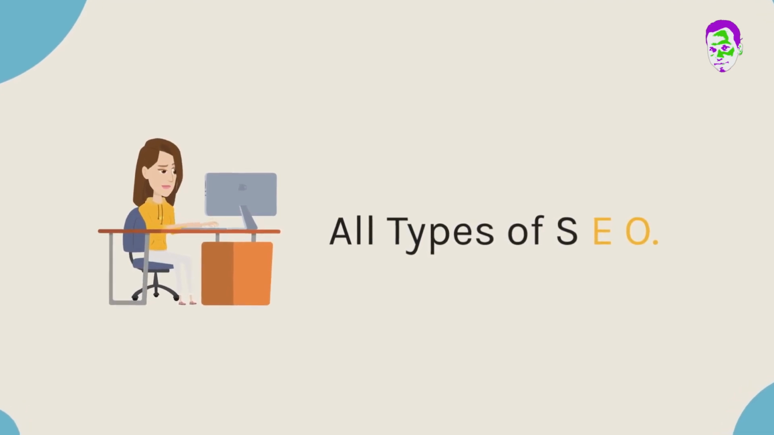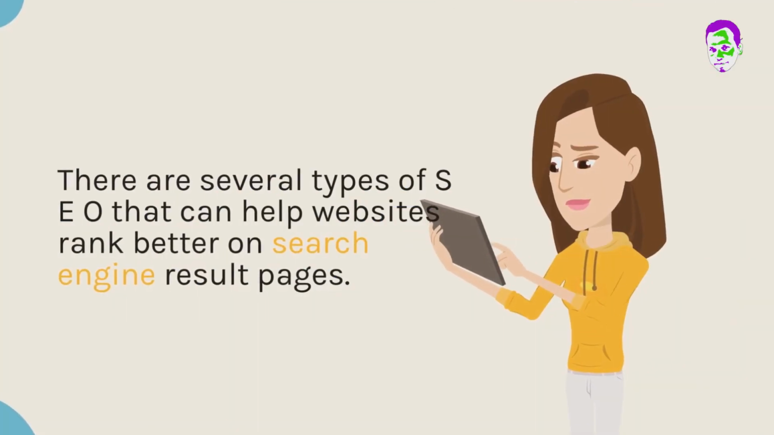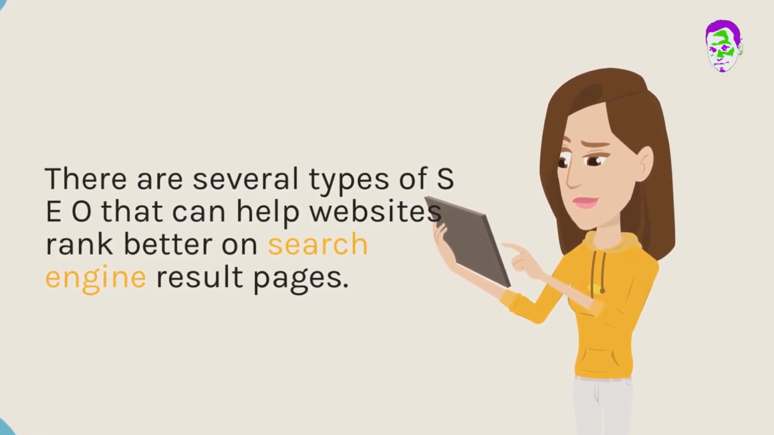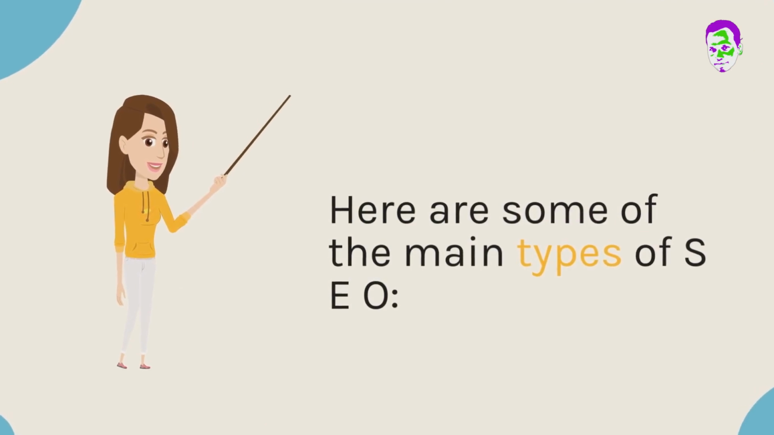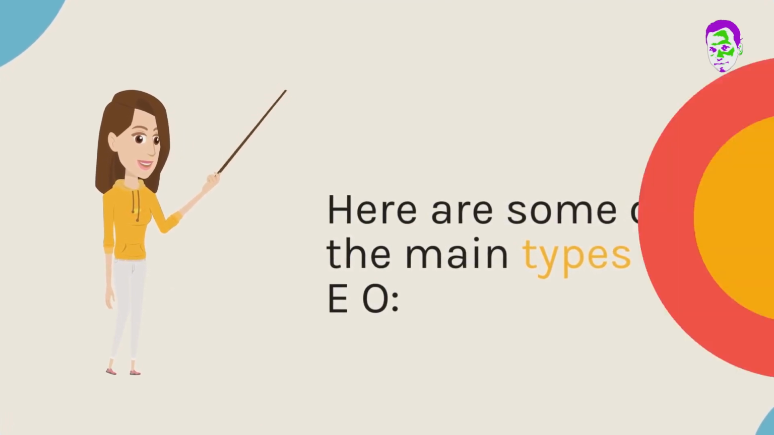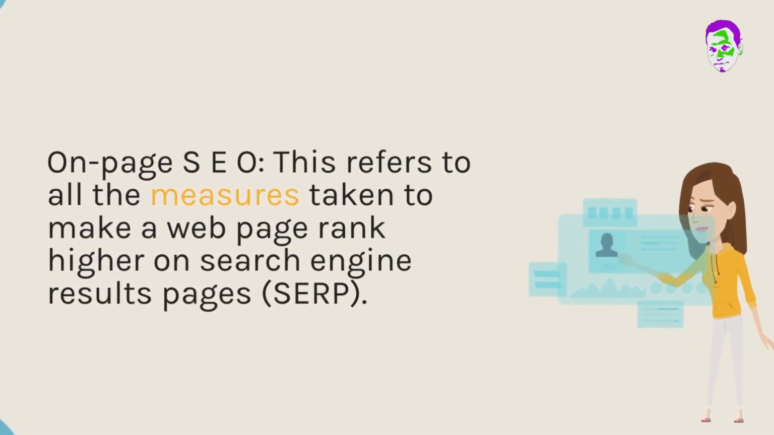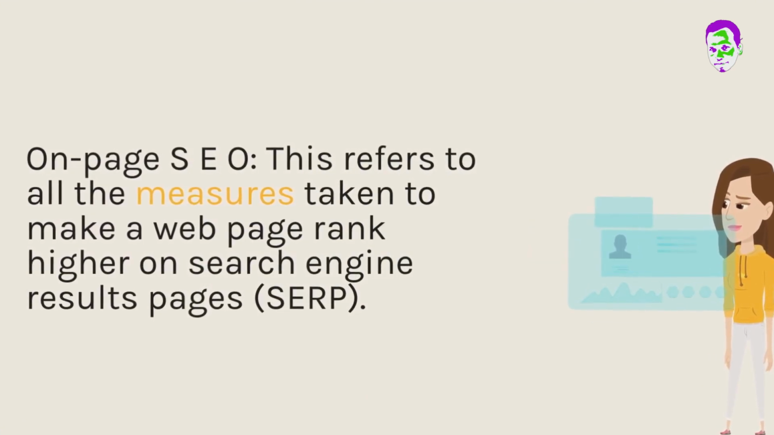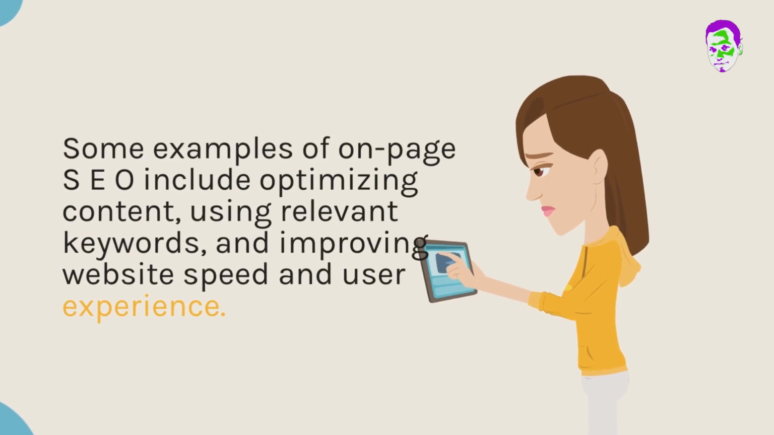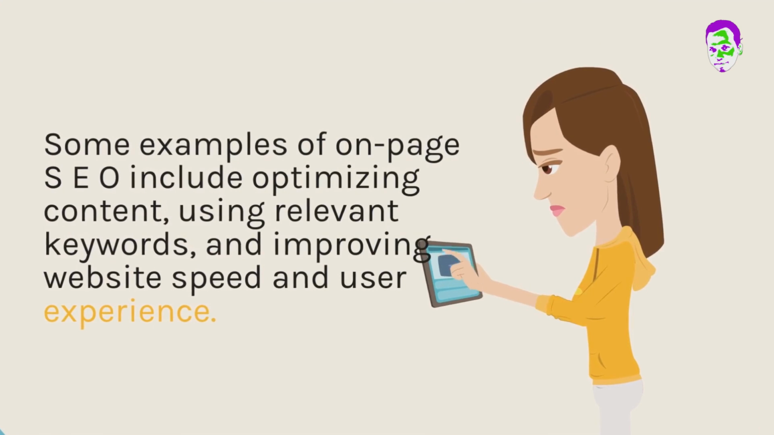All types of SEO. There are several types of SEO that can help websites rank better on search engine result pages. Here are some of the main types of SEO. On-page SEO. This refers to all the measures taken to make a web page rank higher on search engine results pages, SERP. Some examples of on-page SEO include optimizing content, using relevant keywords, and improving website speed and user experience.